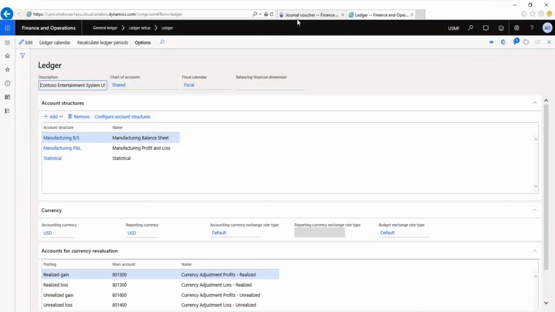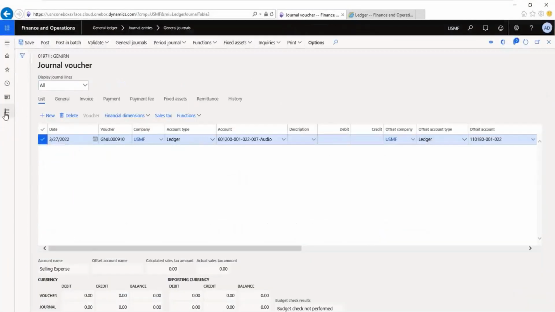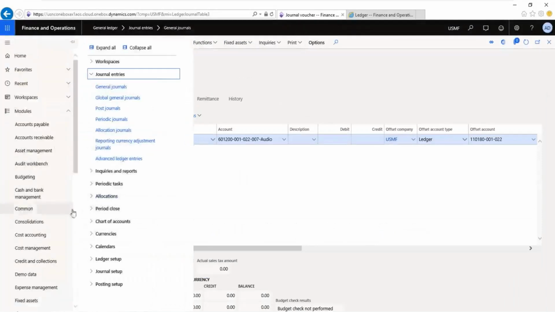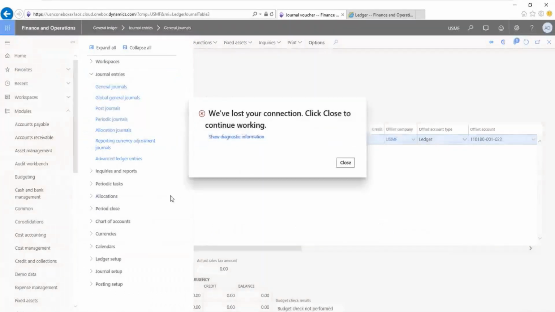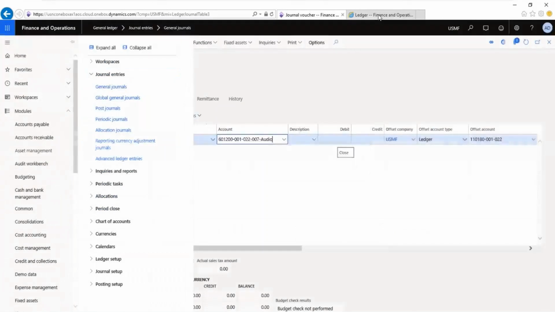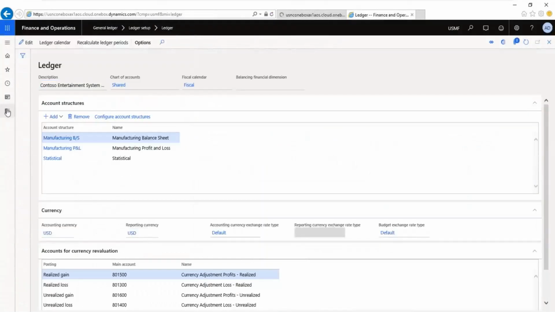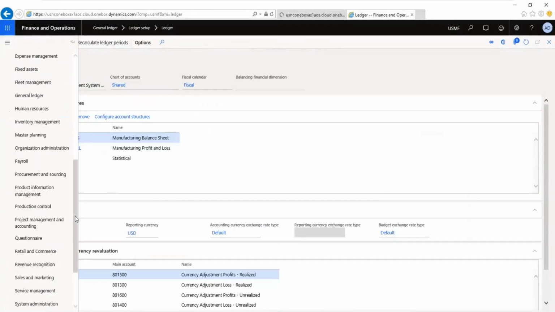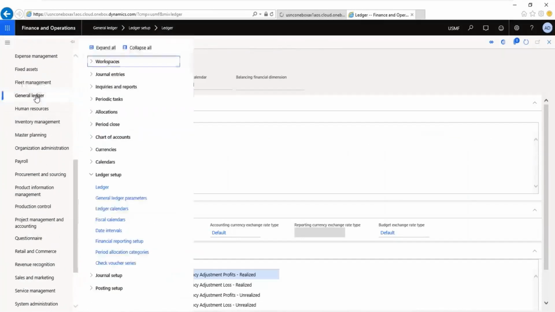It means my system may shut down in 2 minutes. Let me show you quickly. If you go to general ledger, give me a minute. It is going to be expired. Once again, it will be shut down and I need to start. Let me show you here, general ledger.